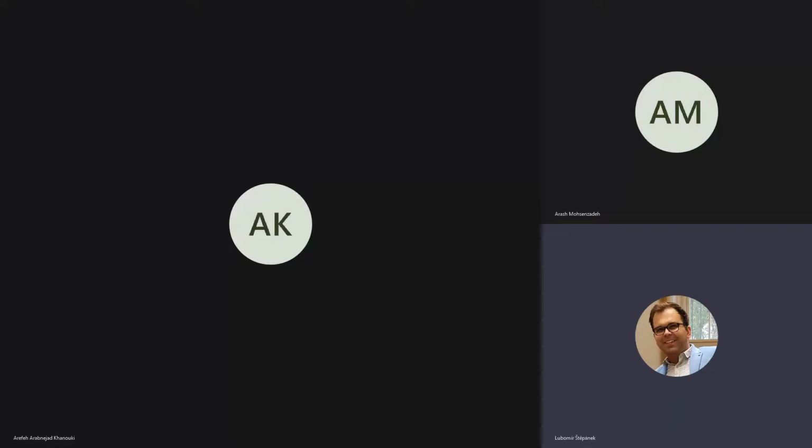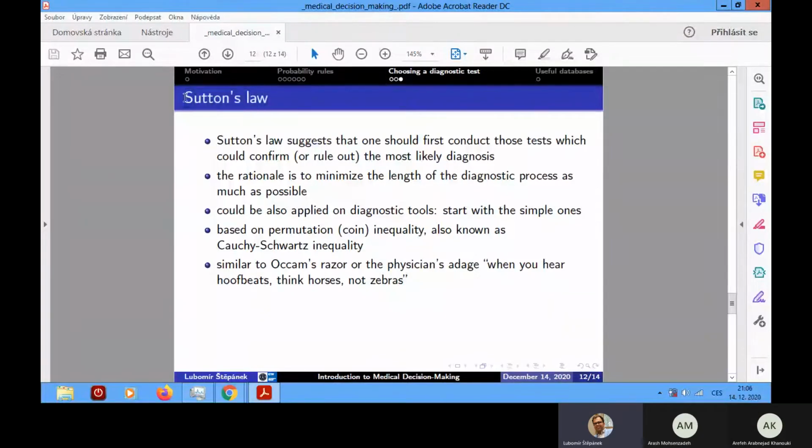This way in medicine, it also got its own name. It's named after Sutton. I forgot his first name, but Sutton wasn't, don't be mistaken, just a professor of medicine. Absolutely not. It wasn't a professor of epidemiology or statistics, whatever.